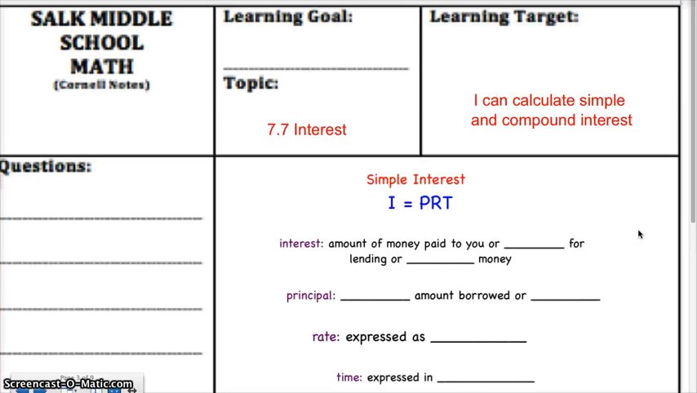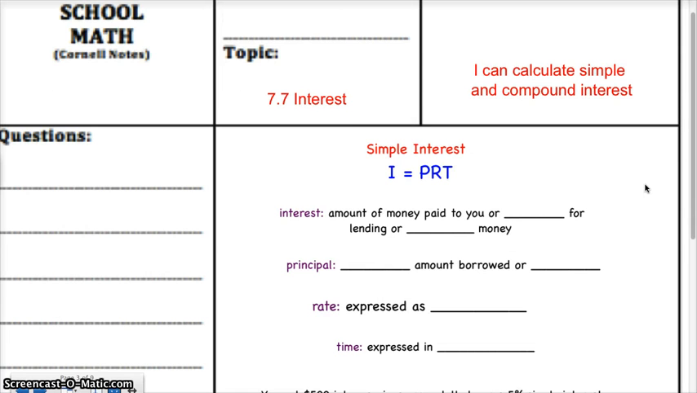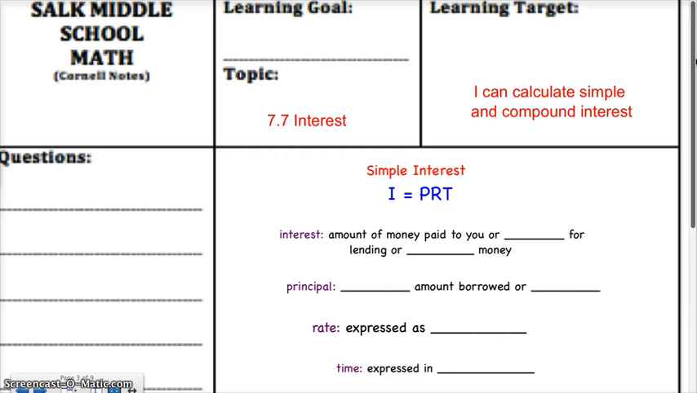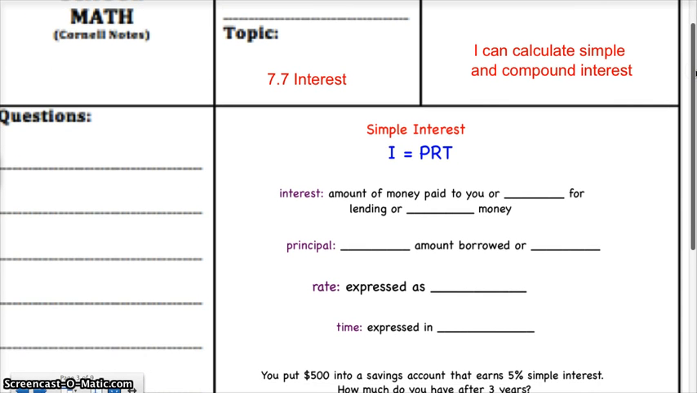Right, today we are moving on to our last section in Chapter 7, and we're going to talk about interest. After today, you are going to be able to calculate simple and compound interest. Simple interest you've been exposed to as sixth graders with Miss Nemir or Mr. Brinkman, whoever you had. And you have the simple interest formula. Interest is equal to PRT. I equals PRT. That means your interest is equal to your principal times your rate times your time.